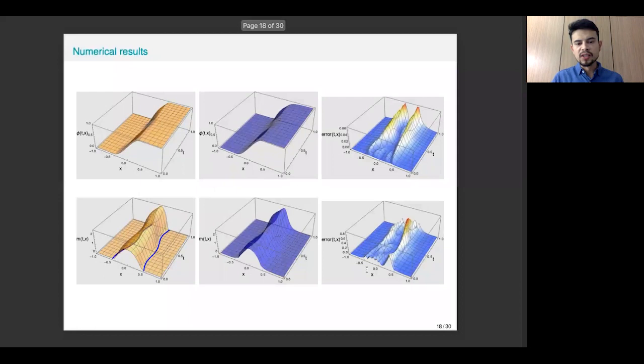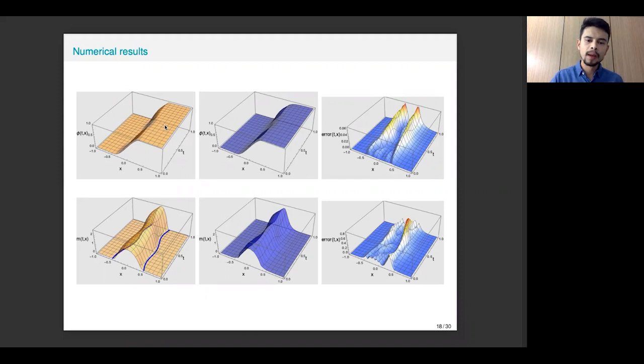So with these benchmarks, we are going to consider now the numerical results. On the left top, in this plot, you see the analytical potential for the mean field game problem. So just remember, it's for all times a cumulative distribution. It's the cumulative of the distribution of agents in the mean field game system.